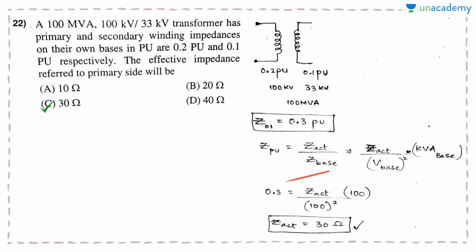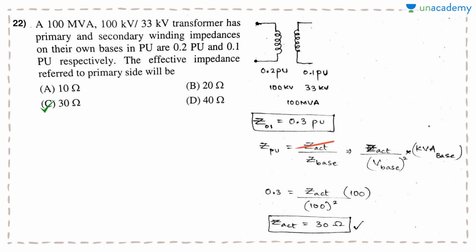Base impedance is nothing but kV base square divided by kVA base of the per unit, that is 100 MVA. Whether it is kVA or MVA, and kV or V base, this is the formula we have derived. I have also derived this expression in the symmetrical components course. Now we know the Z per unit value. What is the Z per unit value? 0.3. Now we don't know the Z actual value, we want to find it.